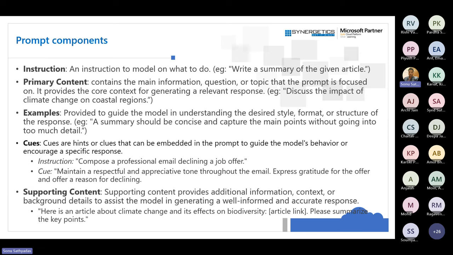Supporting content is some additional information that you are providing with the main content, because that will help the model to extract some information from somewhere, or it will identify the supporting text from that information. So, here is an article about climate change and its effect on biodiversity, and then give a link. Please summarize the key points. So you are giving a link as supporting content, and you are telling it to summarize the key points in that particular article. Right, so that is the supporting content. So while writing the prompt, you can include the instructions, primary content, examples, cues, and supporting content.